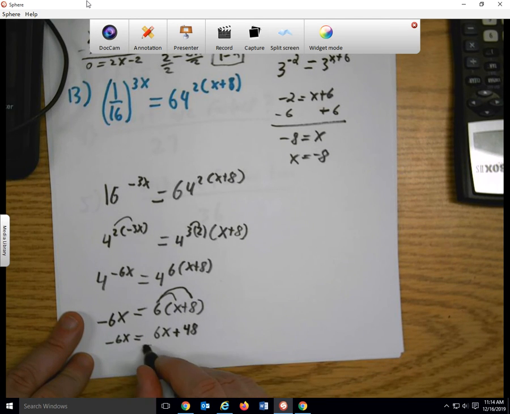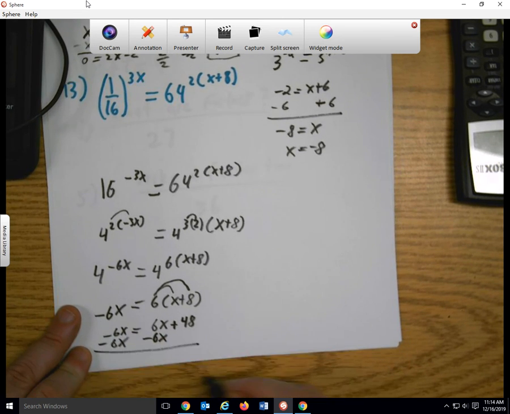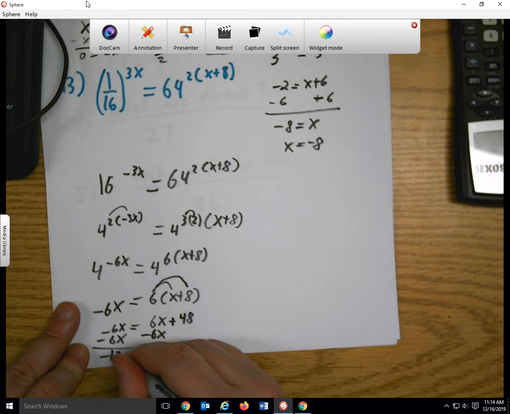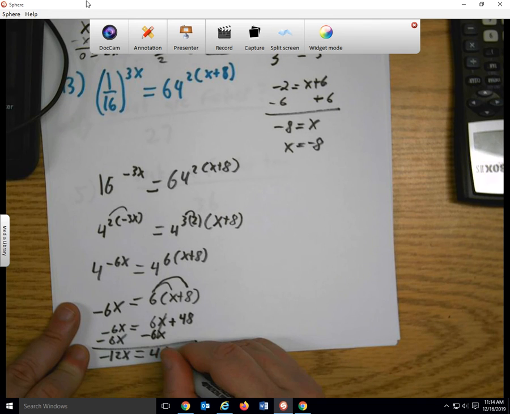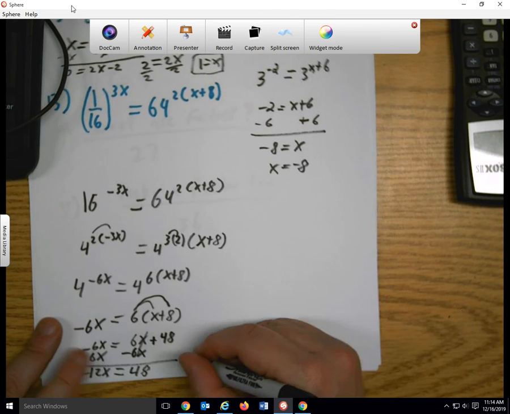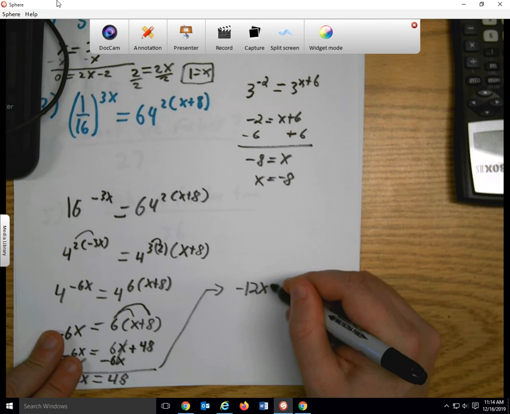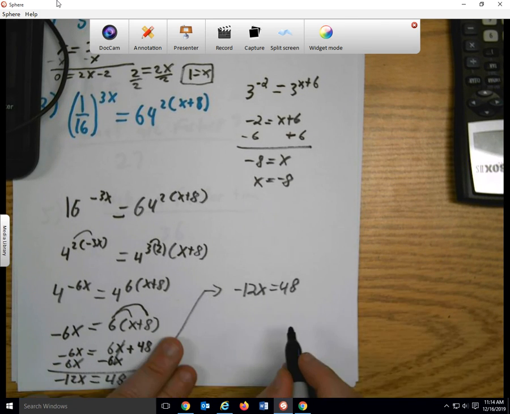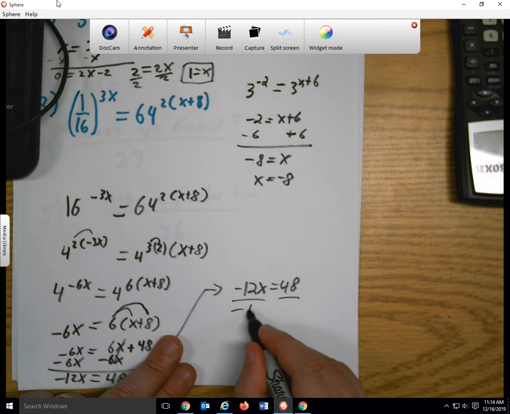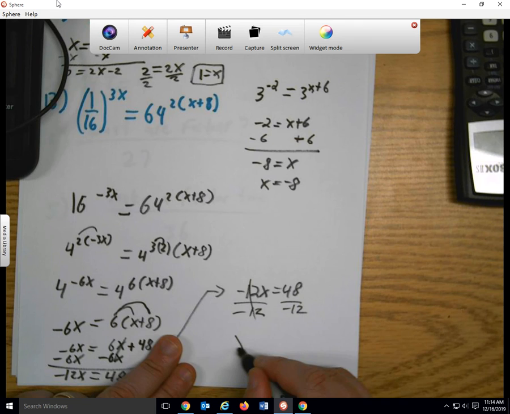So we have x's on two sides. You want them on the same side. So I'll take away negative 6x from both sides. You could have done this a couple different ways. I'm running out of room here. Let's just go to the side. We don't need that much more room to finish this. I'll just rewrite it. Divide both sides by a negative 12. And you got your answer.